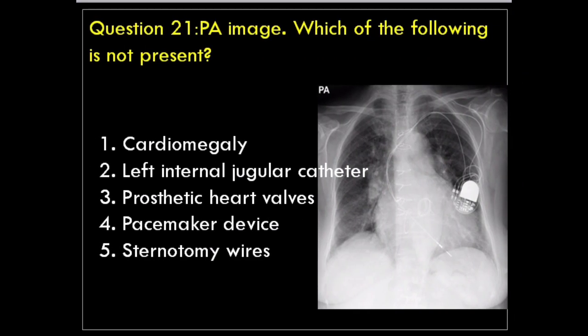Question 21: PA image. Which of the following is not present? 1. Cardiomegaly. 2. Left internal jugular catheter. 3. Prosthetic heart valves. 4. Pacemaker device. 5. Sternotomy wires.